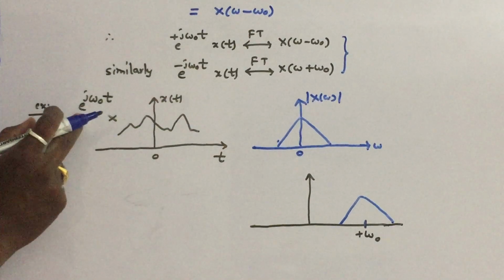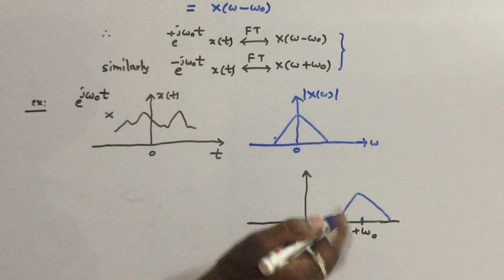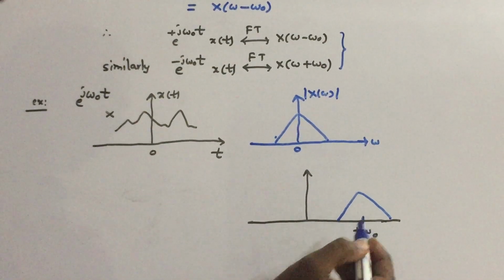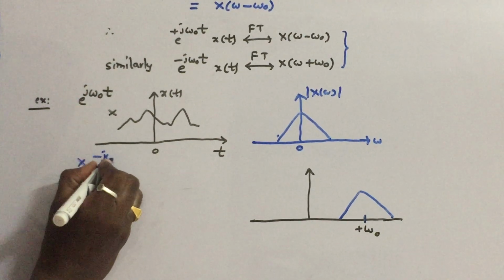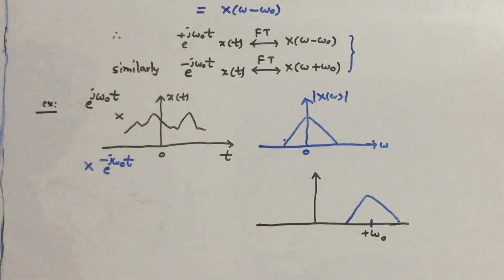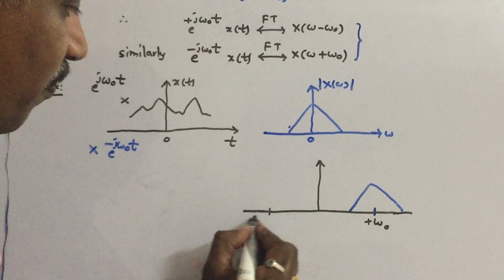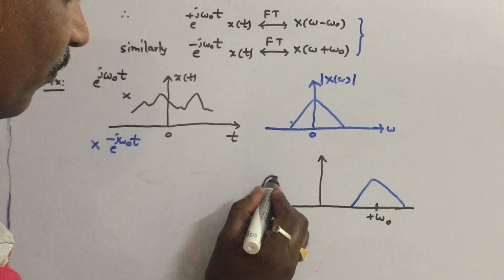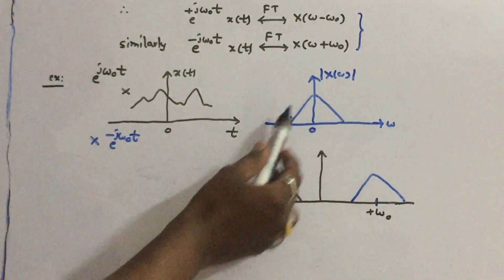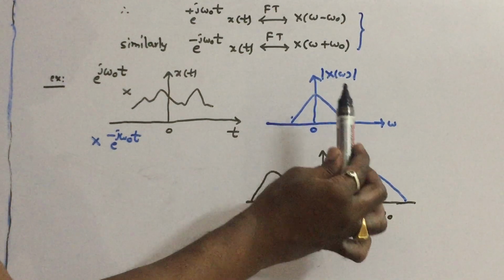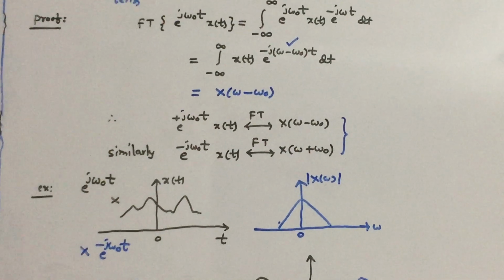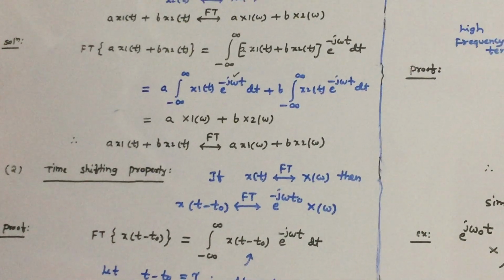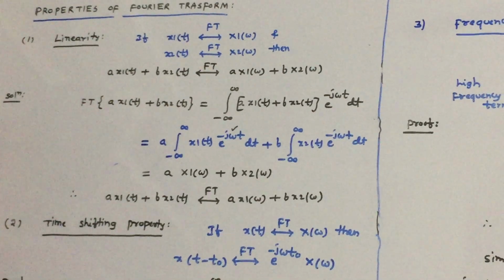Because of this multiplication, the same spectrum is moved to some other location with central frequency omega naught. Suppose you multiply the same signal with the high frequency term e power minus j omega naught t. What does x of omega plus omega naught mean? The same spectrum is shifted to the left side. That is why this operation is called the frequency shifting operation. This is the important point you have to observe from the frequency shifting property. So this is about the first three properties: linearity property, time shifting property, and frequency shifting property. Thank you.